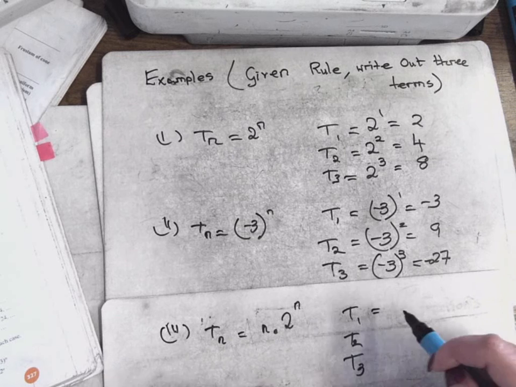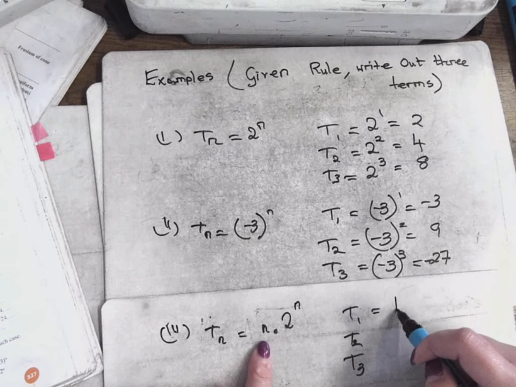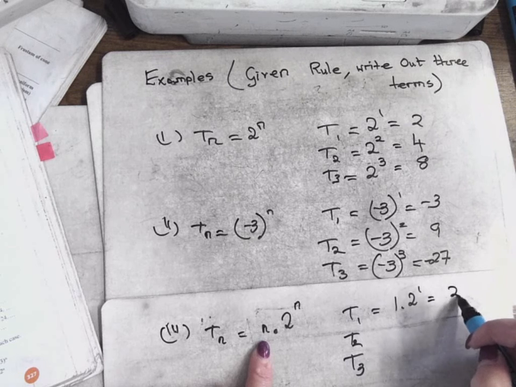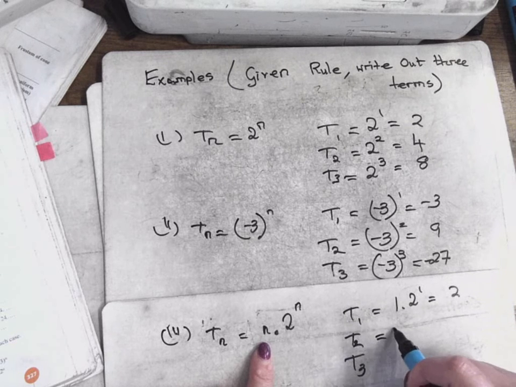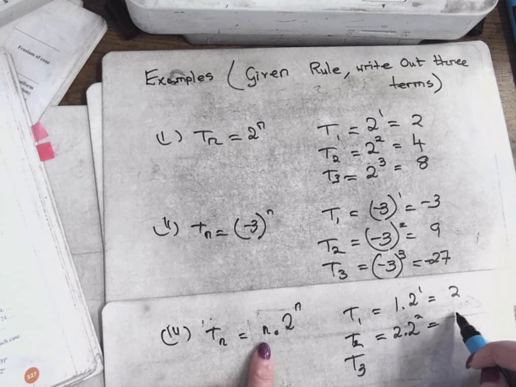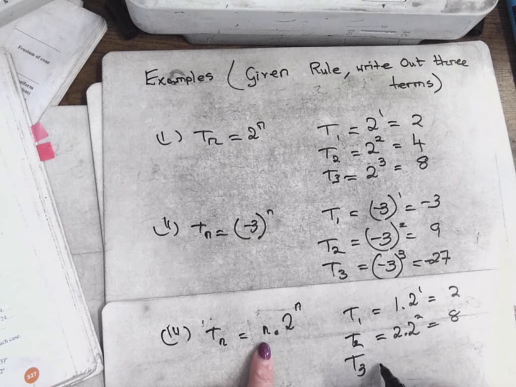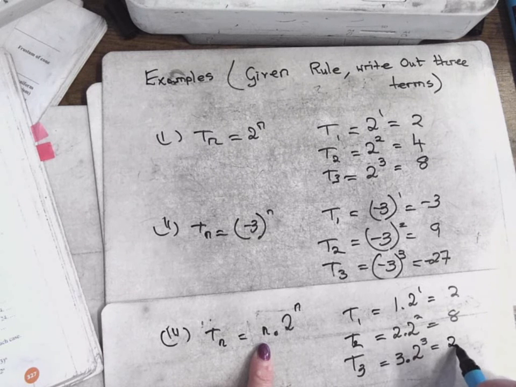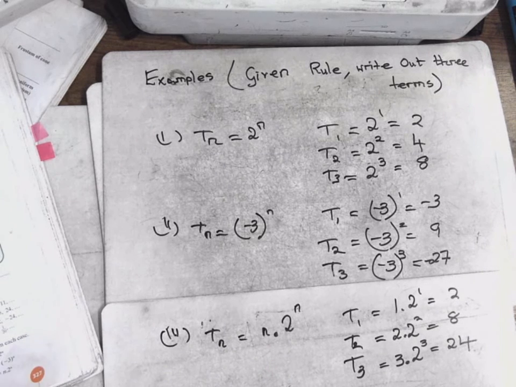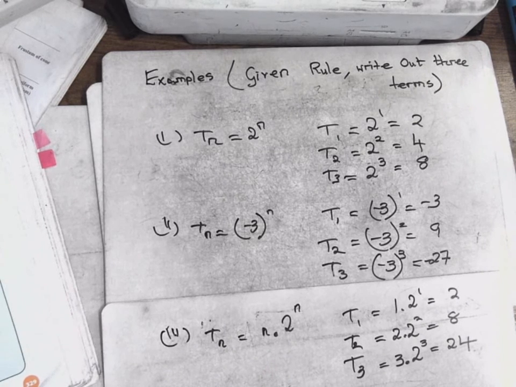So T1 is, everywhere you see an n, put in a 1. So it's 1 multiplied by 2 to the power of 1, which would be 2. Next one is T2, 2 multiplied by 2 to the power of 2, which would be 8. And the last one then is T3, 3 multiplied by 2 to the power of 3, which is 24. Is that okay? We good with that? And that's the whole first section done.